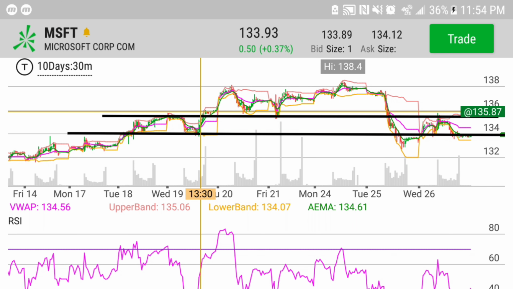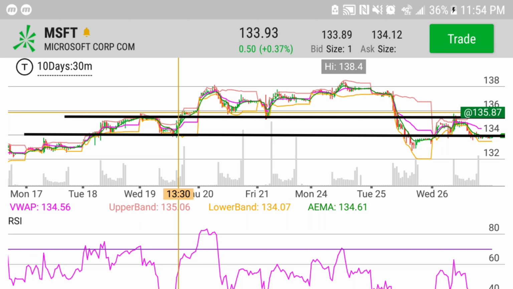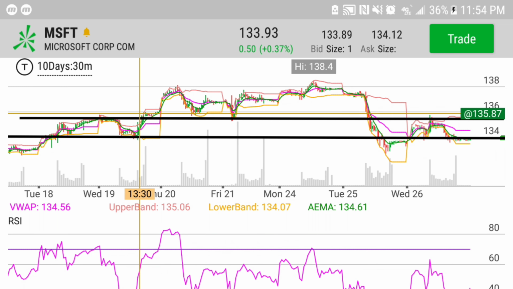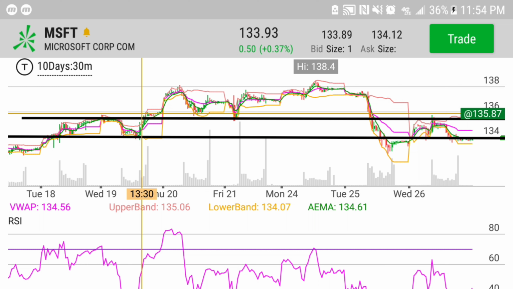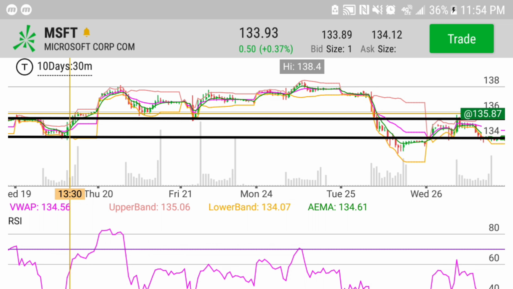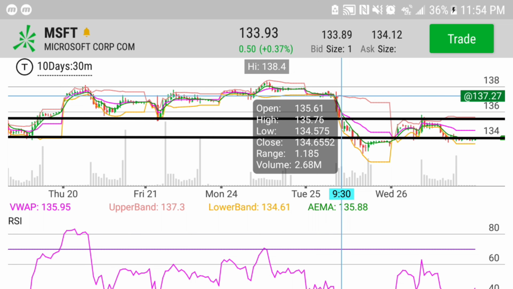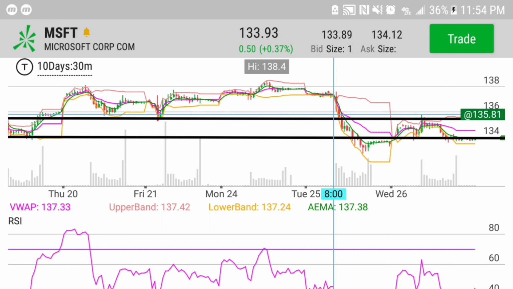So here's the 10-day chart on MSFT, and the two lines that you see drawn right now are two support lines that I was looking at. The first line, the one on top, is at 135, and the second one is at 134. When I was looking at MSFT, it was midday, around 11 or 12 o'clock, and I saw that it started downtrending a lot around right here, and that it was about to reach the support area from previous weeks of 135.